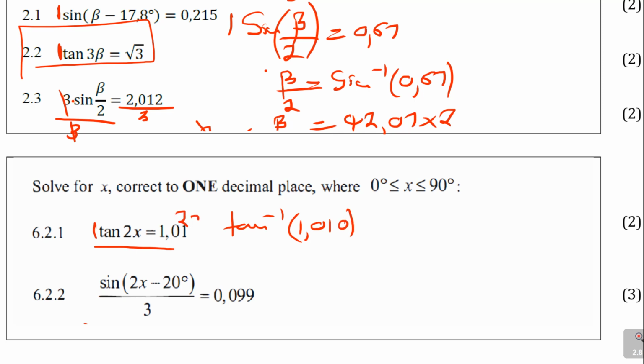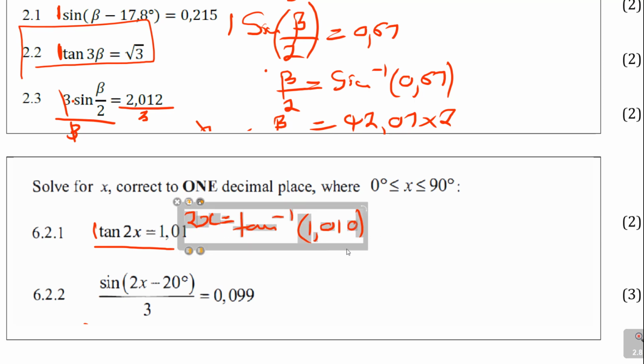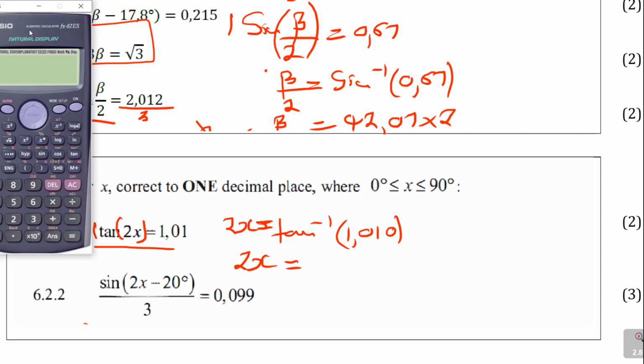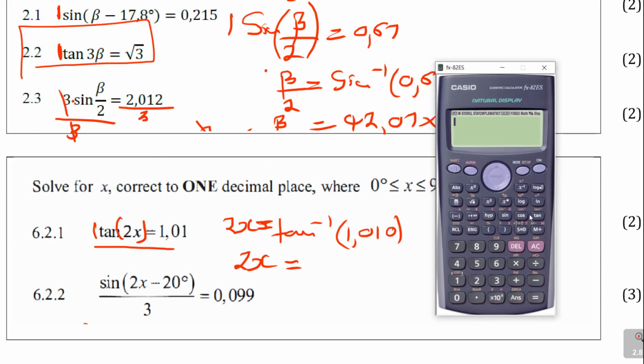That would be 2x is equal to, okay, because at this stage that's your 2x. Remember I told you it is what is inside. This thing is arc. So 2x is equal to, and then you need to divide by 2 at the end to get rid of that 2. So you say shift tan 1,010. Then it's 45,285. 1 decimal place, 45,3.